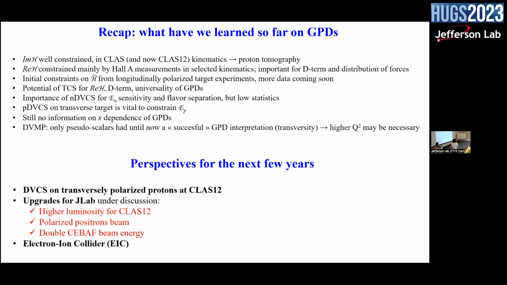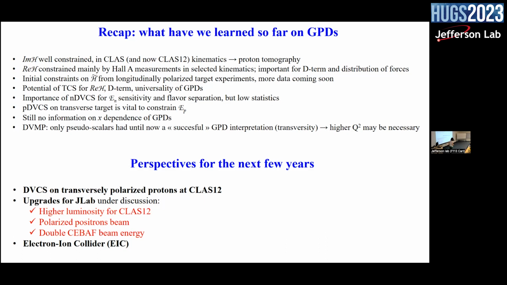This is something that I'll come back to today. The proton DVCS on a transverse target was only measured by HERMES. I mentioned it in the second lecture yesterday, but it's really important if we want to extract E of the proton. With NDVCS, we get E of the neutron, but if we want to separate the flavor, we need to combine it with E of the proton.